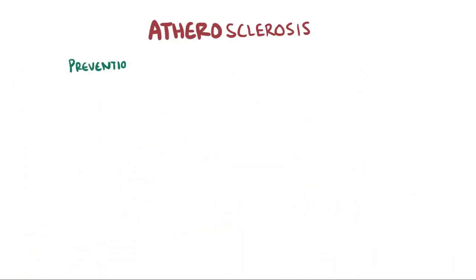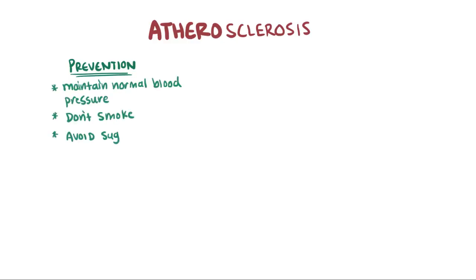There are a few things that you can do to prevent it, though. Maintaining a normal blood pressure and avoiding excessive sugary and fatty foods and drinks all reduce your risk of the disease. There are other risk factors that may be out of your control, though.